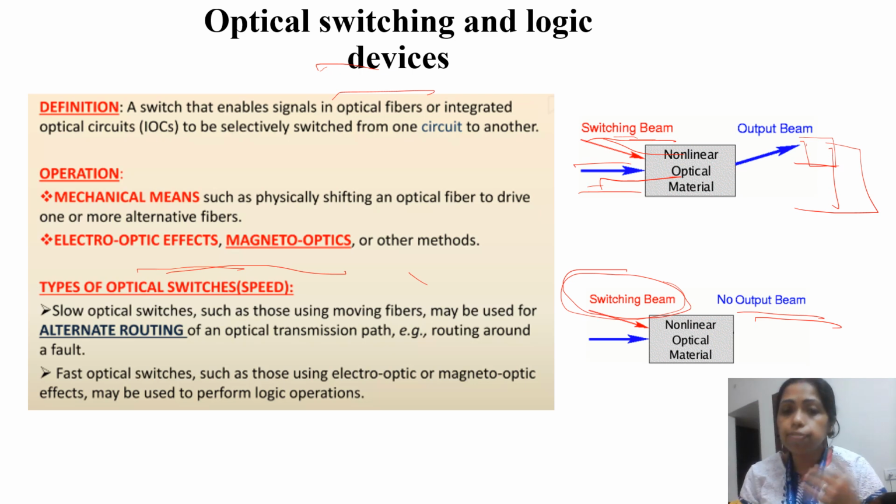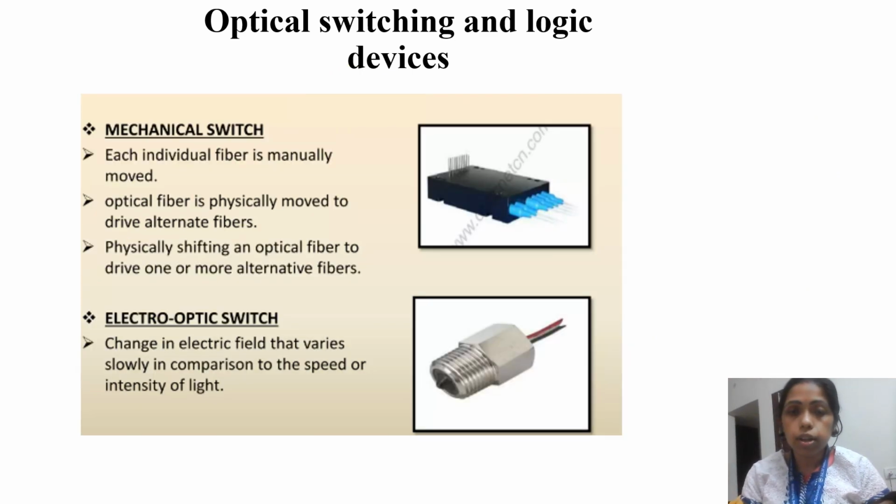The next is the fast optical switches. These use the electro-optic effect and the magneto-optic effect. If we implement the concept of the electro-optic effect and the magneto-optic effect, those switches are considered fast optical switches.